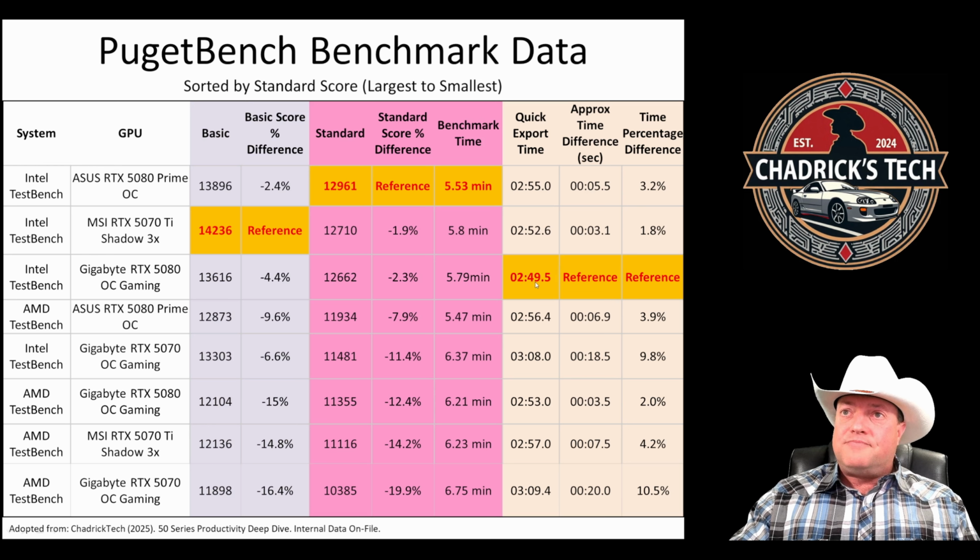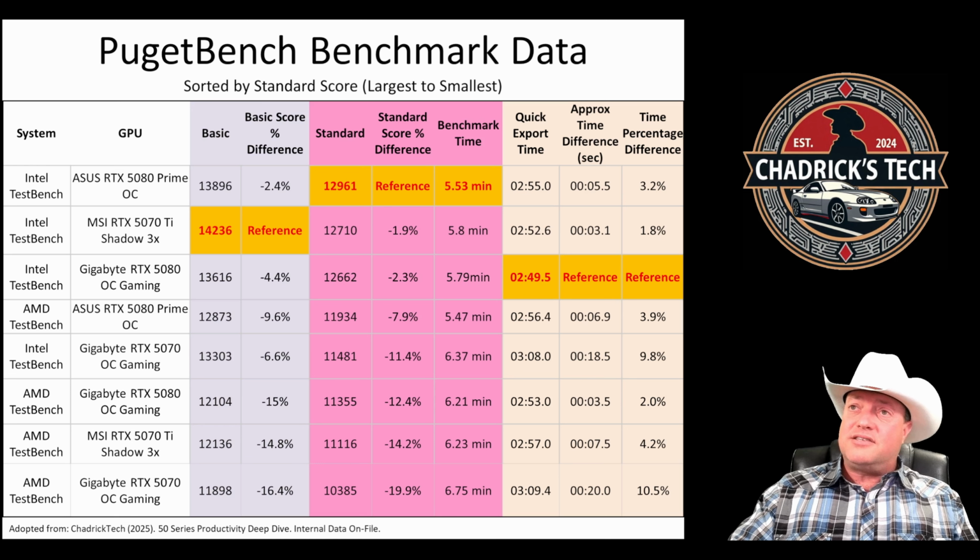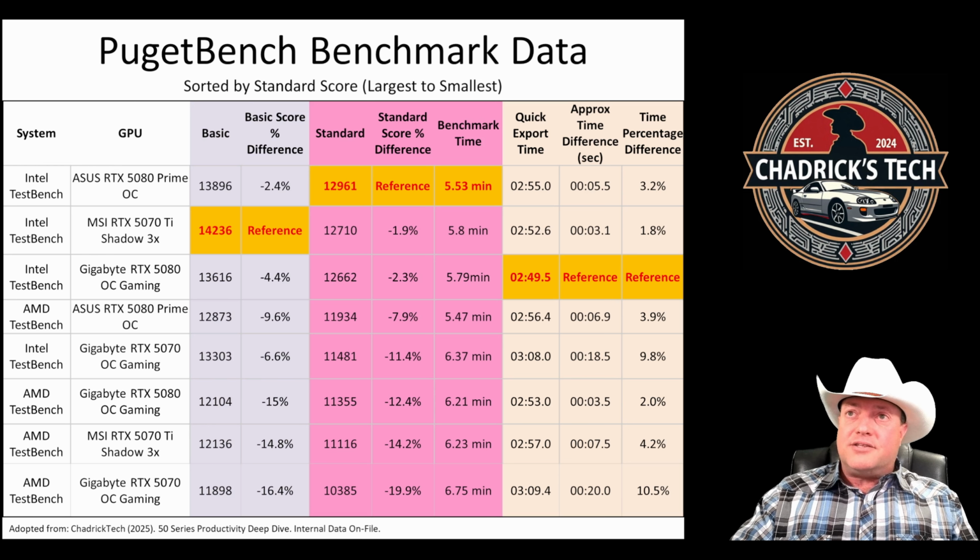So nonetheless, the fastest export time for that was the Gigabyte OC Gaming. All right, so now the fastest card is reporting the fastest export time. Okay, that makes sense. How much slower is the 5070 Ti? It's 3 seconds slower. Interestingly, the other 5080 is 5.5 seconds slower. So the 5070 Ti is now beating the render speeds of the other 5080. Let that sink in a second.